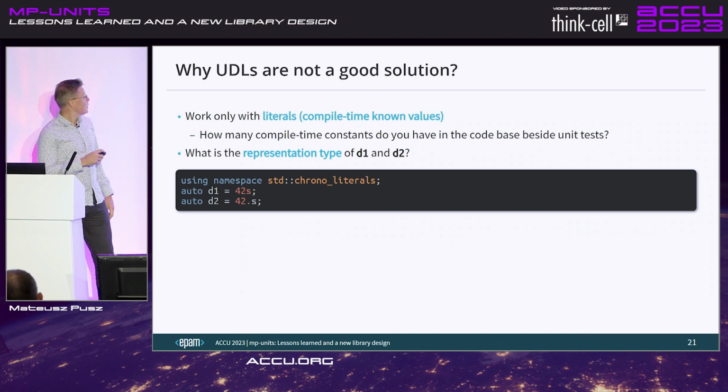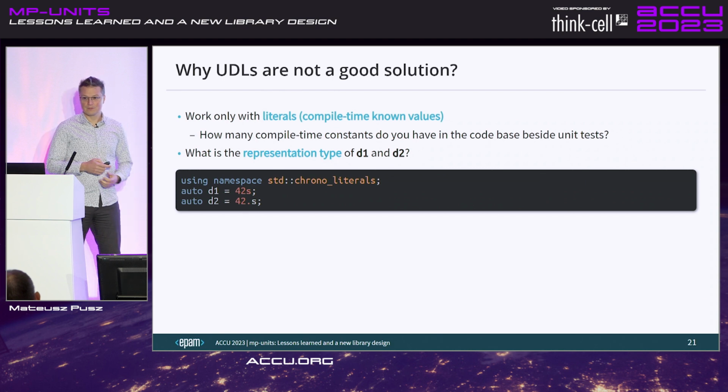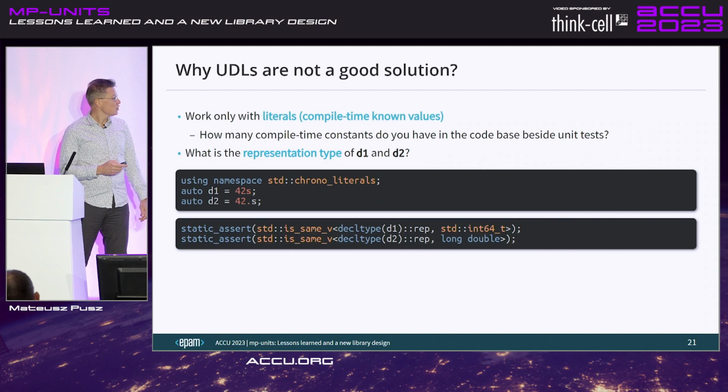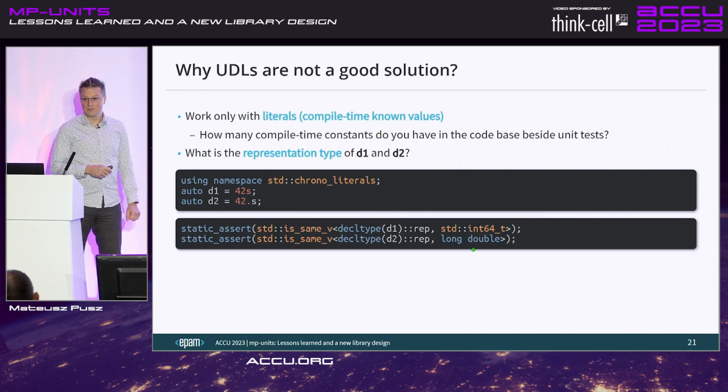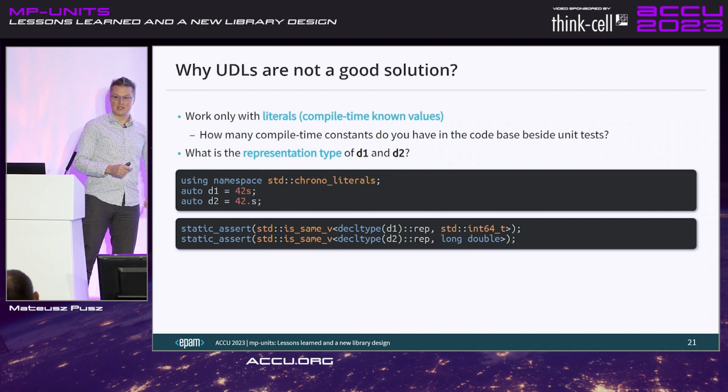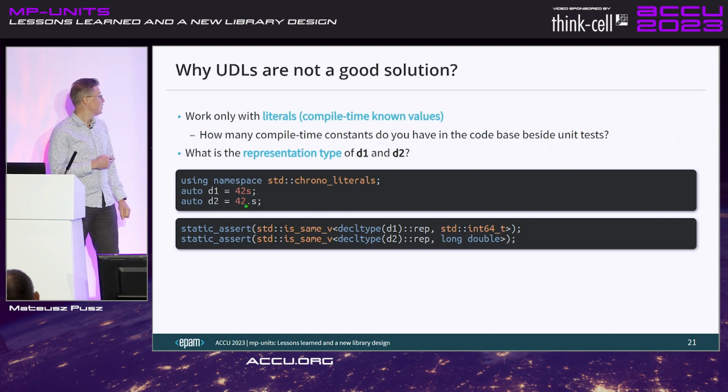Or, for example, if you're having the chrono library, right? You have chrono literals, you write 44 seconds and 44.2 seconds. What do you think is the representation type of D1 and D2? What would you expect for those representation types to be in the chrono library? Looks like int and double, right? At least to me. But it's actually int64 and long double. Because the user-defined literal always tries to create the longest type possible, because it doesn't know exactly what the value is here for a specific domain, either floating point or integral domain.